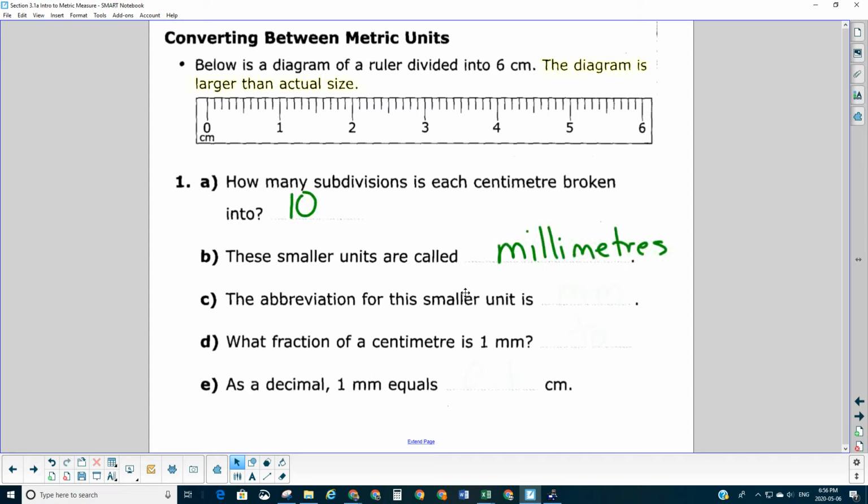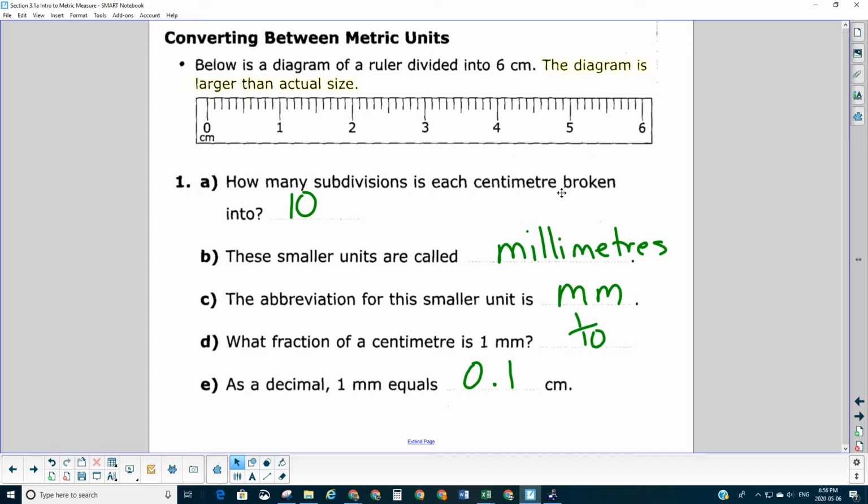What's the abbreviation for millimeters? Well, you just saw it there: mm, millimeters. What fraction of a centimeter is 1 millimeter? Well, 1 millimeter is right here, and that is 1/10 of a centimeter. And 1/10, if we punch that in our calculator, is 0.1, which is going to move 1 decimal place to the left. Okay, so just like we expected.